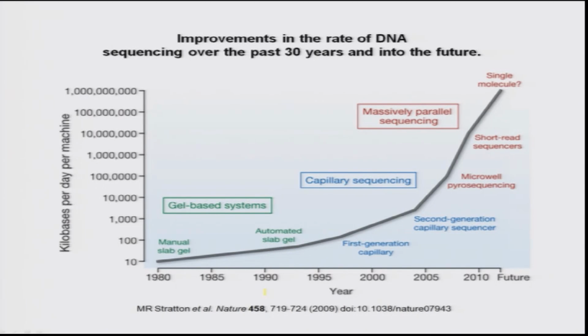If you look into the capability, kilobases per day per machine kind of calculation, you can see that from 1990, when people were using manual slab gel, to automated slab gel, to capillary sequencing, it has really increased the speed at which we are able to sequence. But with what is called massively parallel sequencing or next generation sequencing, the speed at which you are able to sequence DNA has tremendously increased.